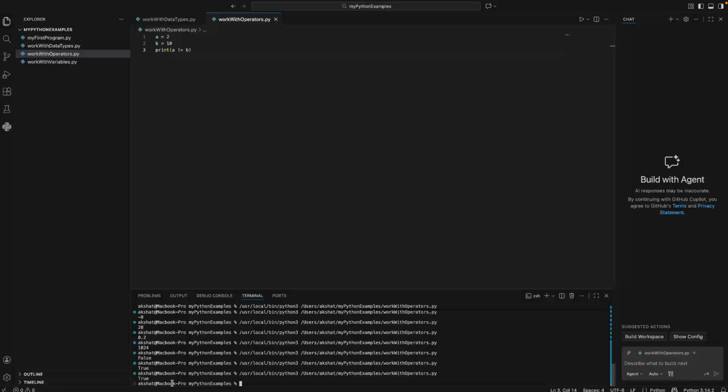This will become true. And this will become true. And this will be false. But the way to make this true is by making B a value less than 2, since A is 2.